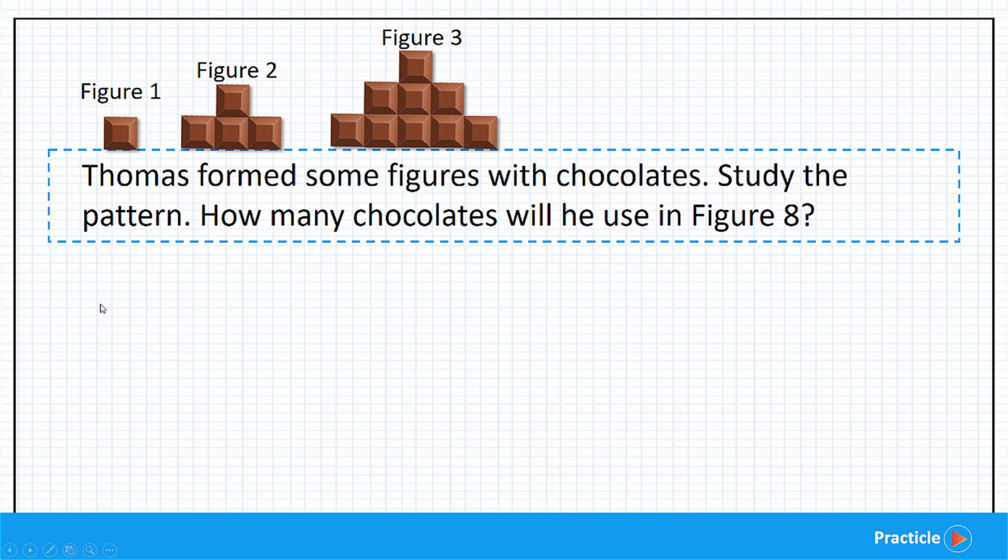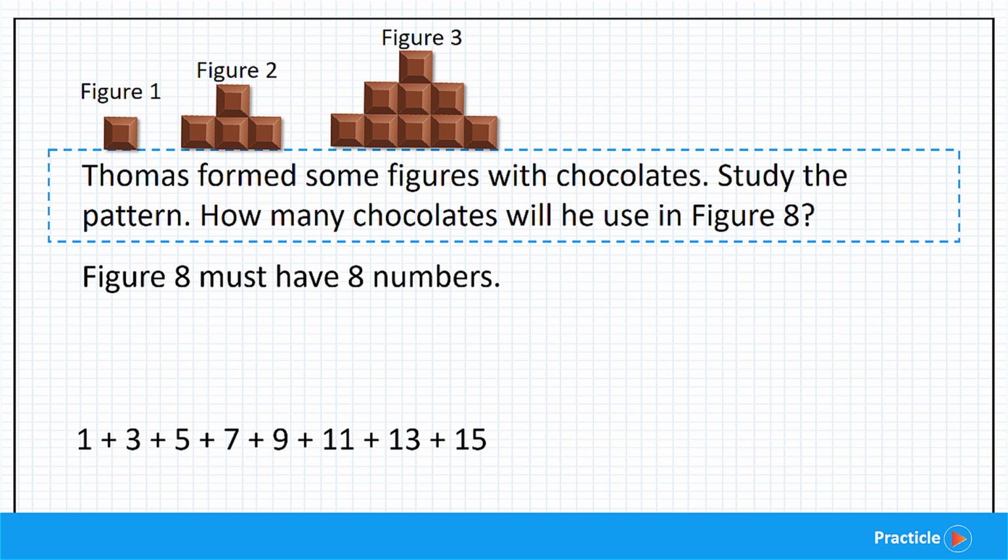Okay? So we know that the number of rows is always the same as the figure number. So since we are looking at figure 8, the number of rows must be 8, correct? In other words, we will have 8 numbers. Now, we know that the first row has 1 chocolate and the subsequent rows are made up of odd numbers after 1.